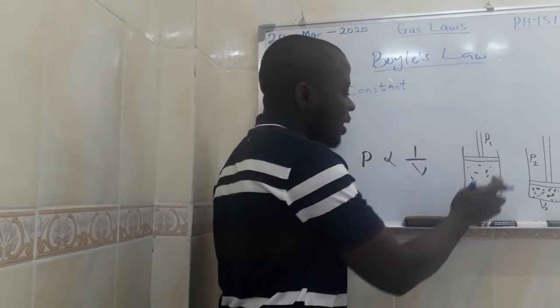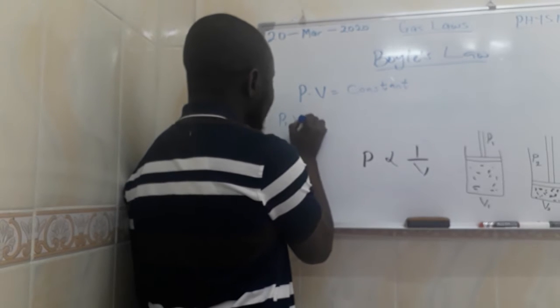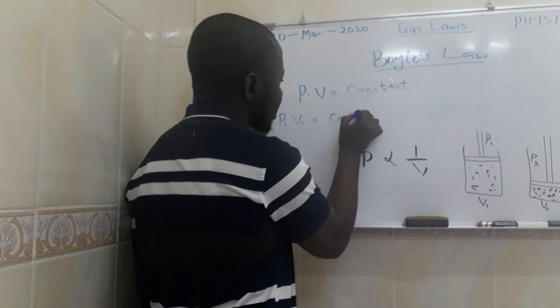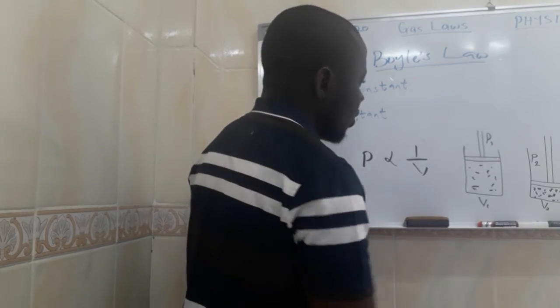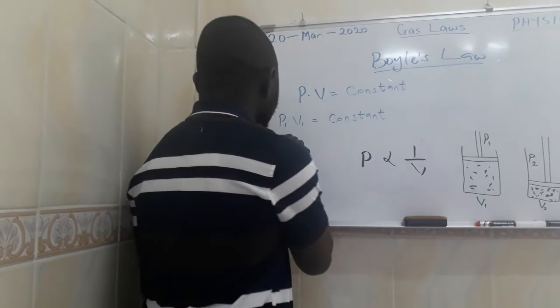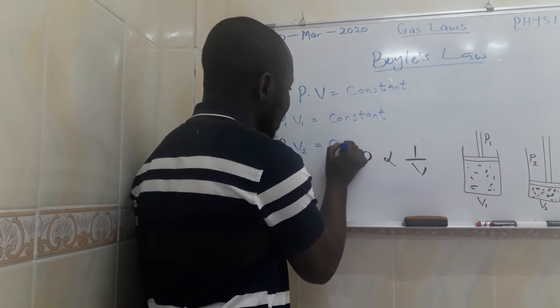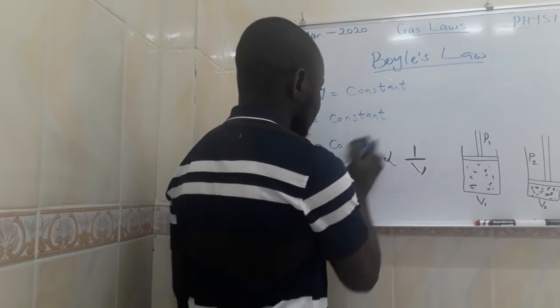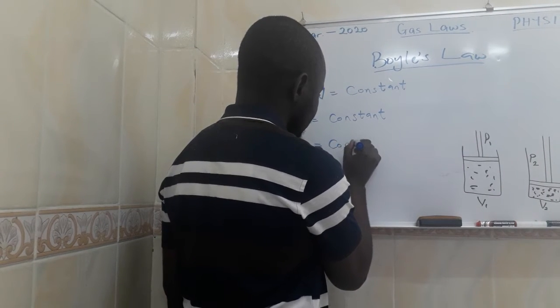I have my P1 V1. I can now say that my P1 V1 is also equal to a constant. This is according to Boyle's law. Now, for the second one, I have my P2 and the second volume V2, which is also a constant.